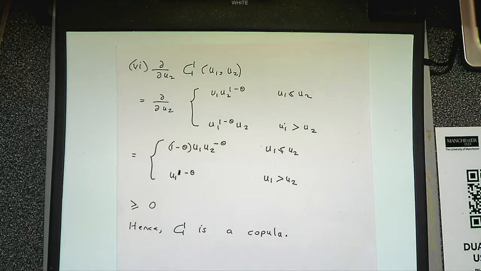Okay guys, so this completes example 2. Any questions on this?